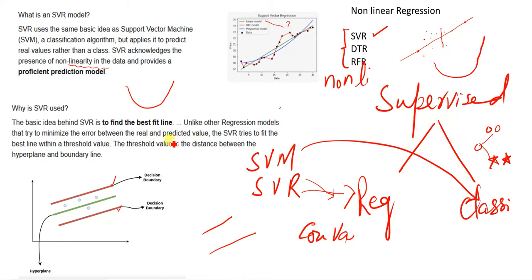We try to minimize the error, but SVR tries to fit the best line within the threshold value. Simply, for the threshold, you can say that we set the boundaries that our error cannot go beyond. The threshold value is the distance between the hyperplane and the boundary line. So this is the hyperplane and this is the boundary line.